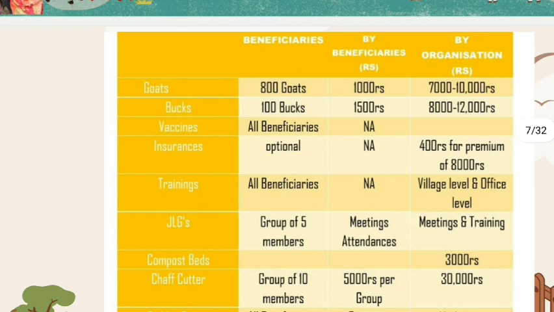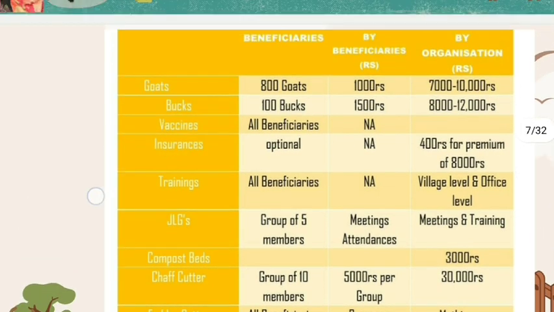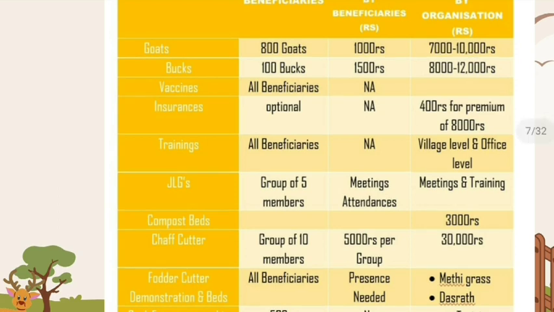If you look at this table, I'll just zoom in a bit so that everyone can see. I hope everyone can see the table. If you look at the leftmost column of the table, those are the benefits given to the villagers, or the beneficiaries, as we can say. The benefits are goats, bucks, vaccines, insurance, training, JLGs, compost beds, chaff cutter, fodder cutter, etc. And the whole cost is divided between the beneficiaries and the organization. How? That we're going to see now.